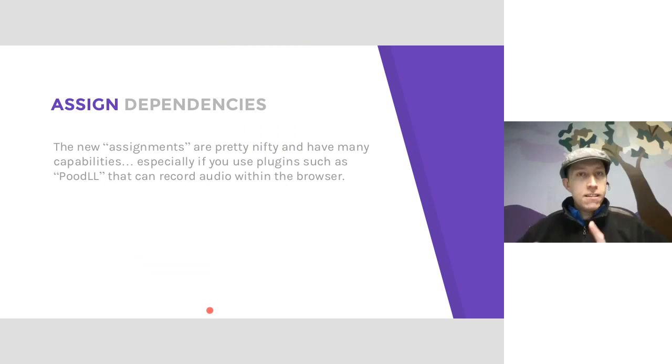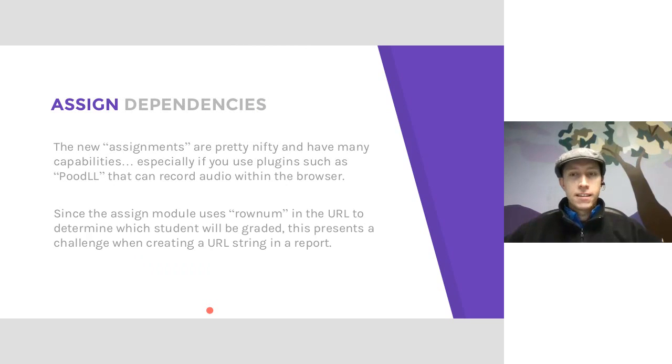So here's one of them with the assignments, and please pop in the chat. I'd be curious to know if any of you use the updated assign and have encountered the new row num sort in that. If you're not familiar with what this is, it's basically a sort that's used in the part of the URL string to generate which student you're going to grade when you click to grade an assignment, an assigned module activity, from the standard Moodle interface.